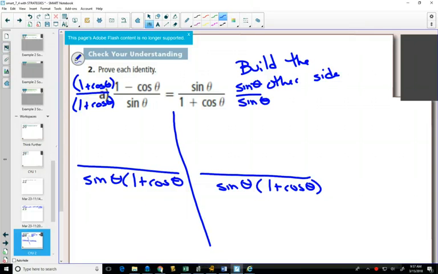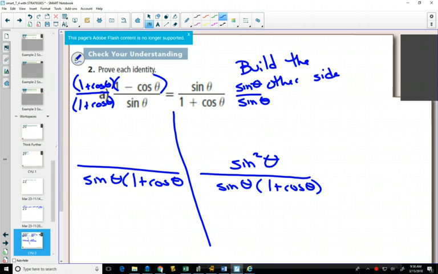Now, in my numerators, I think the right-hand side is easier. What is sine times sine? Sine squared. And on the left-hand side, I have 1 plus cos theta times 1 minus cos theta. So we're going to multiply that out. You could FOIL it all out, but maybe you recognize it as a difference of squares. And a difference of squares is what you get when you're multiplying two conjugates.